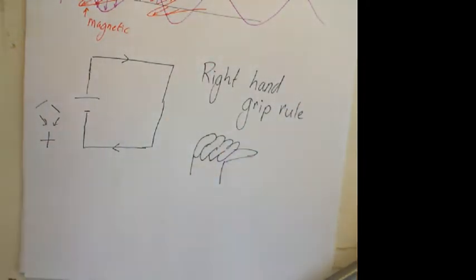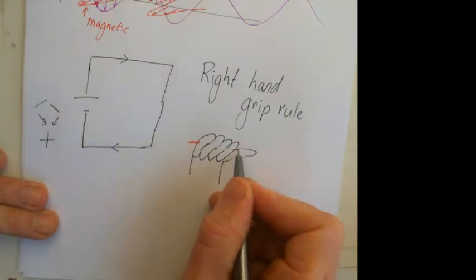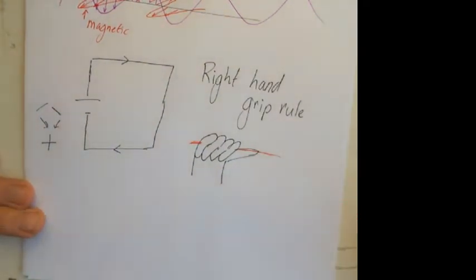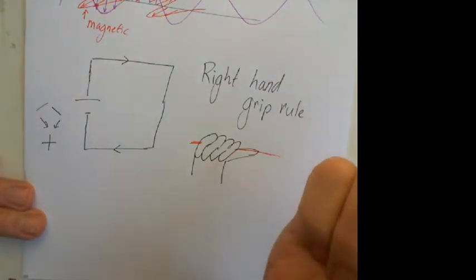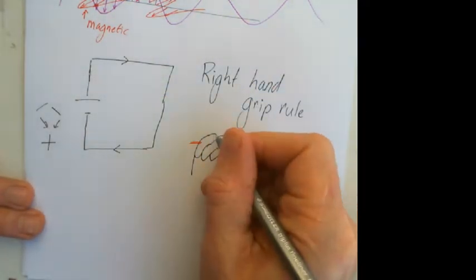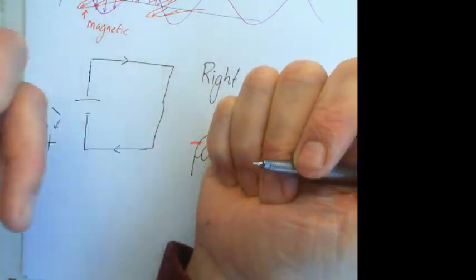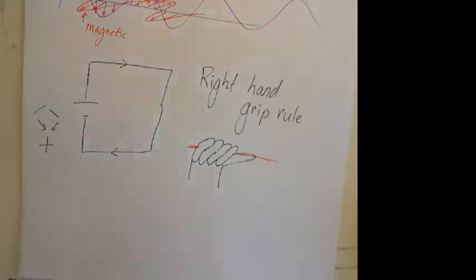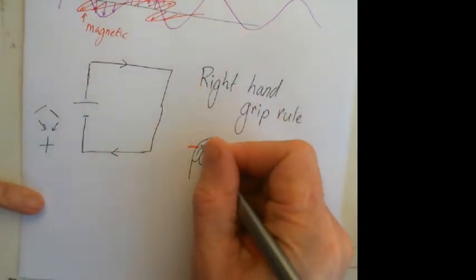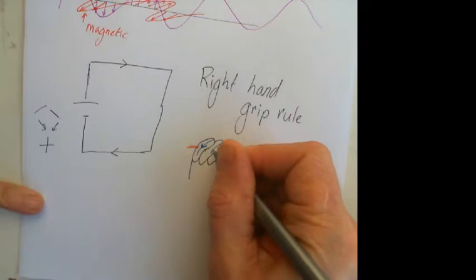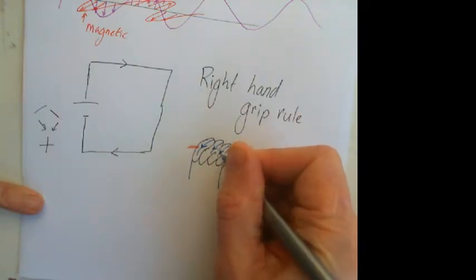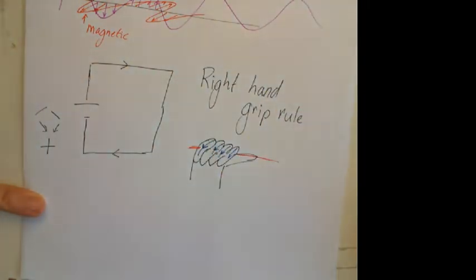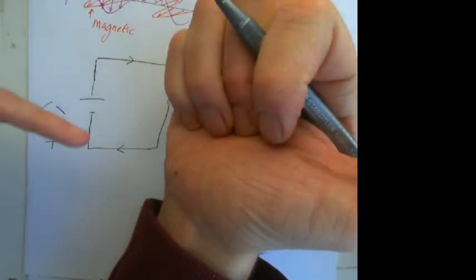Okay, so if I'm holding onto a wire and that's my thumb, well then I know that the way that my fingers are curving round, the way that my fingers are going, so you see this way they're going, that means that the field lines are going that way. So the magnetic field is going this way. It goes in the same direction as your fingers. Whichever direction your fingers are going in, that way.